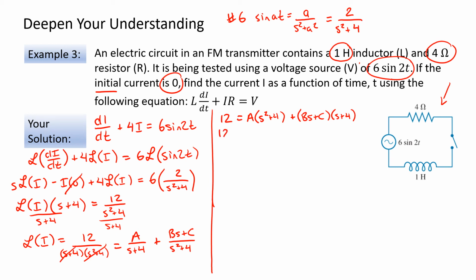So multiplying this out, we get that 12 is equal to a times s squared plus 4 times a, plus distributing all these terms out, we get b times s squared plus 4 times b times s plus c times s plus 4 times c. So now we're going to end up with 3 equations and 3 unknowns. Okay, so in our first, we have the s squared terms. On the left-hand side, we have 0. On the right-hand side, we have a plus b. And again, I will cancel these as I go.